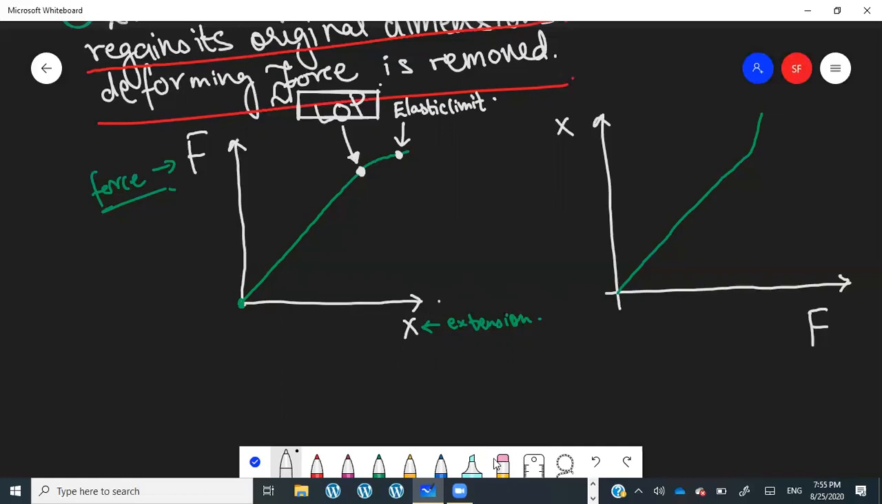Okay, now before the elastic limit, till the elastic limit, if I remove this force at the elastic limit, what will happen? It will regain its original shape. Okay, and so what will the graph look like? It will go parallel to that line, but downwards back to the origin.